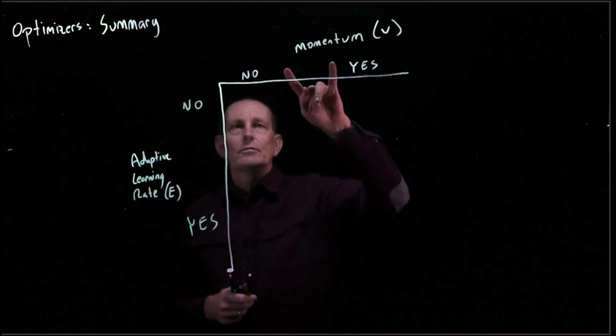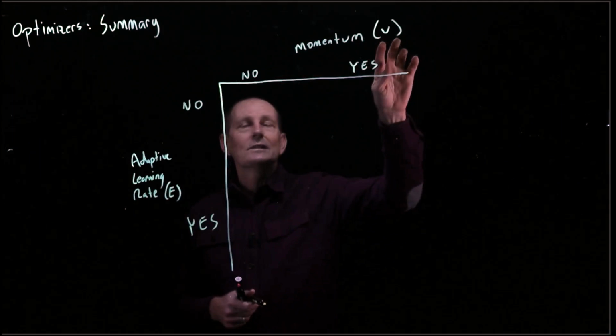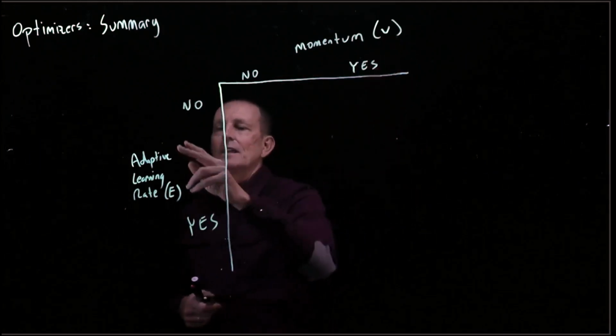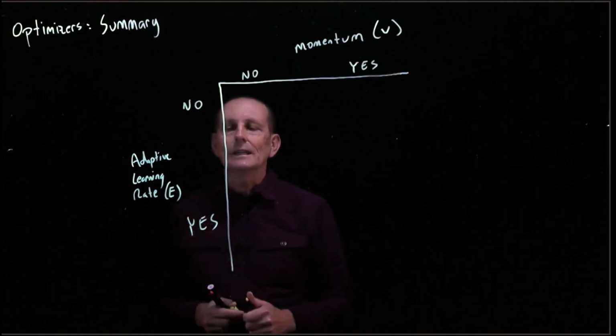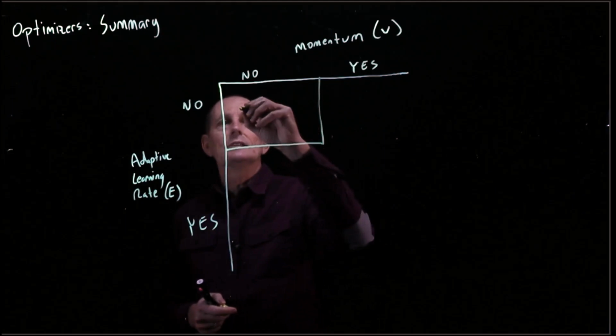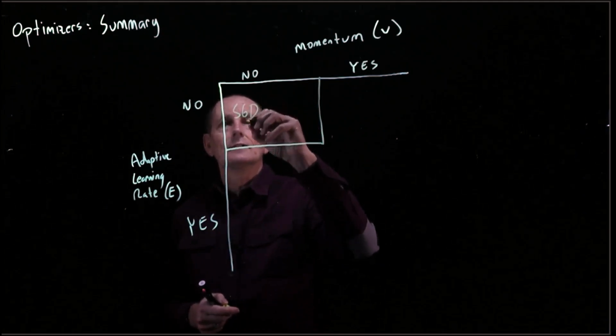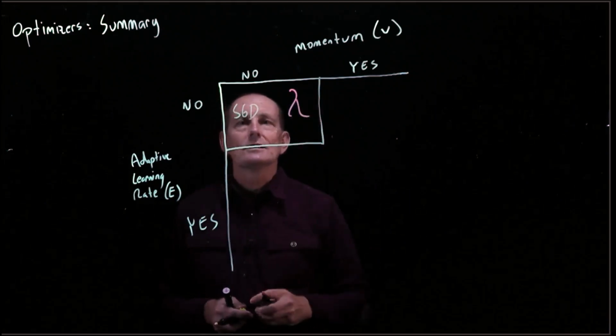Let's say we have the choice of whether we have momentum or not. Momentum, remember, is the use of the v. And then an adaptive learning rate, where we have a learning rate per parameter, and that's our e. If we have neither of these, this is our stochastic gradient descent, and we have a single hyperparameter for that, which is lowercase lambda.